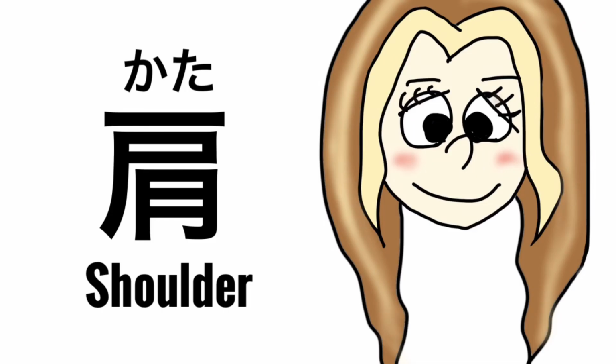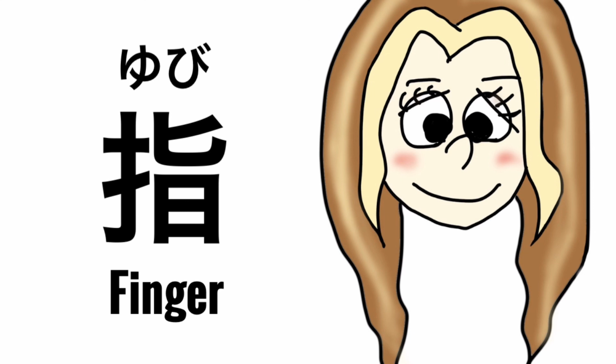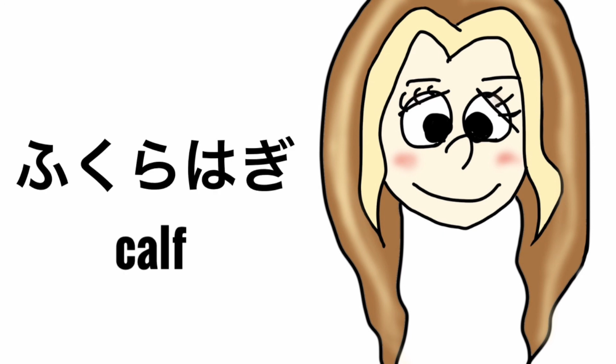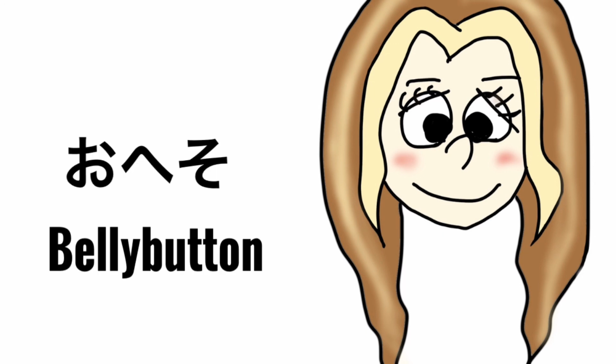Shoulder is 肩 in Japanese. 肩. Finger is 指 in Japanese. 指. Thigh is もも in Japanese. もも. Calf is ふくらはぎ in Japanese. ふくらはぎ. Belly button is おへそ in Japanese.